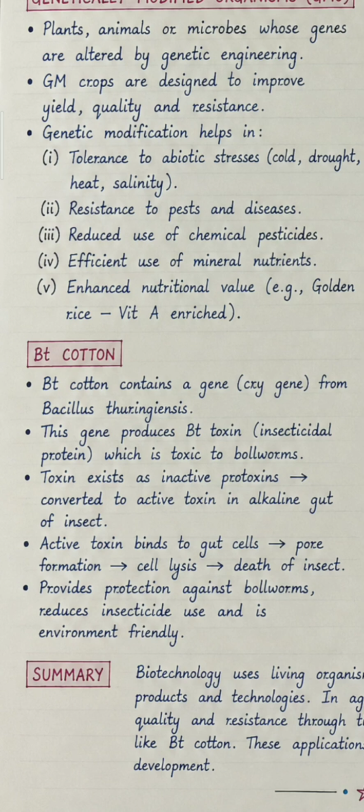Bt cotton contains a cry gene from Bacillus thuringiensis. This gene produces Bt toxin, an insecticidal protein, which is toxic to bollworms. The toxins exist as inactive protoxins, converted into active toxin in the alkaline gut of the insect. Active toxins bind the gut cell, pore formation occurs, and cell lysis will occur.